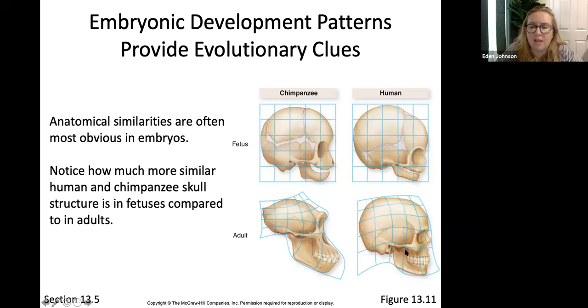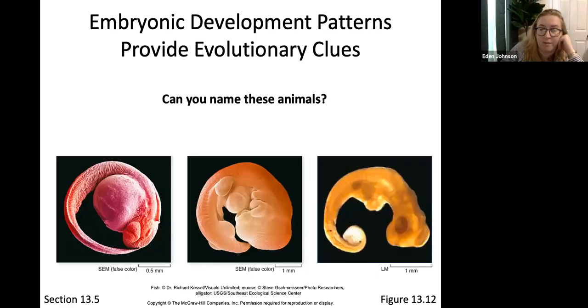So if you look at the adult structures, there are amazing similarities, but they of course also look completely different, right? But if you look at the fetal embryonic development of these skulls, it is strikingly similar, much more similar as fetuses than as adults. Can you name these animals? Okay, so these are all in the embryonic stages. And I'm just going to tell you, this is a fish, this is a mouse, and this is an alligator.